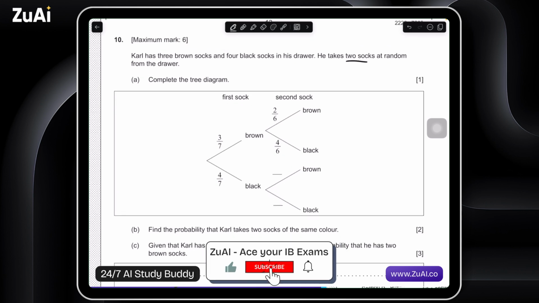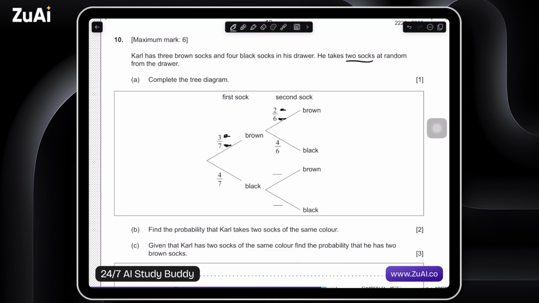He takes 2 socks at random from the drawer, and then just looking at this, here he has 7 total socks and 3 brown, and now he has 6 total socks and 2 brown. So if he selected a brown, we know there's 1 fewer socks and then also 1 fewer brown socks. Essentially what we have here is non-replacement. We're not putting the socks back.